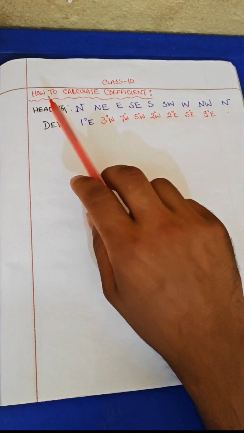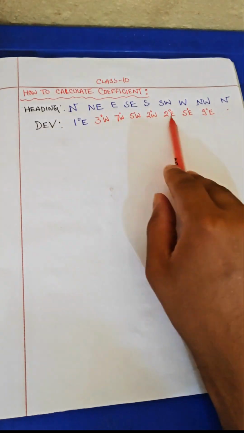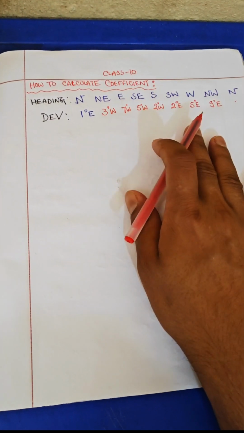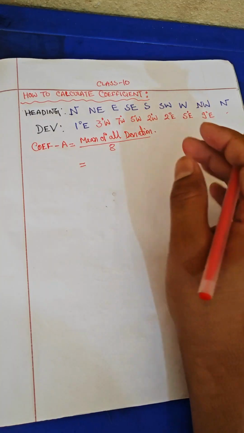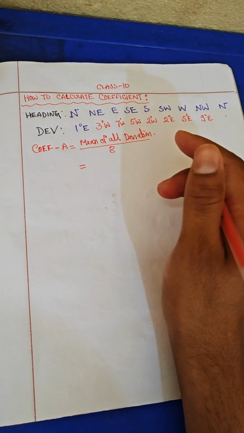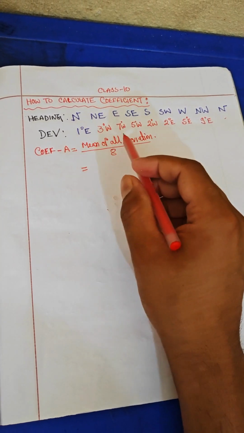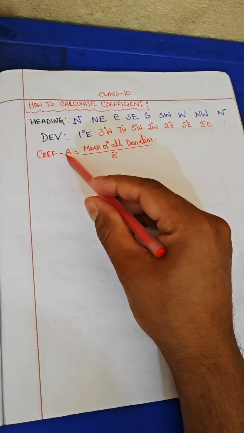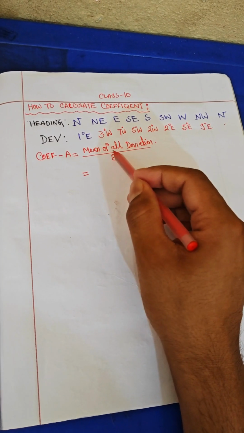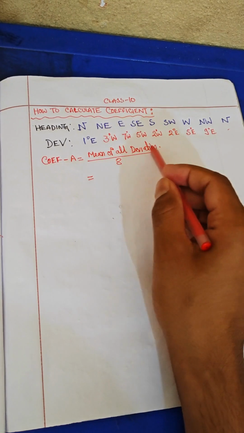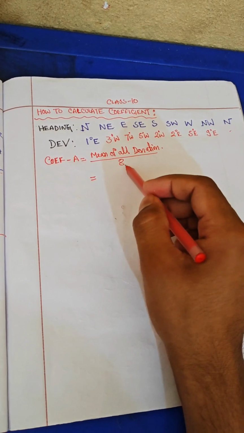Viewers, suppose for 8 headings you find the deviation. Understand? Now we will find the coefficient value. If you want to find the coefficient value A, this is the formula: the mean of all deviations, that is, for 8 headings, so you divide by 8.